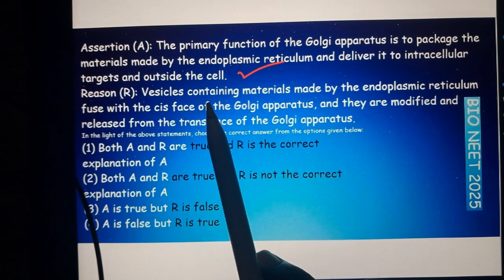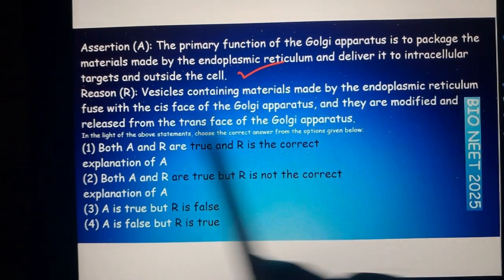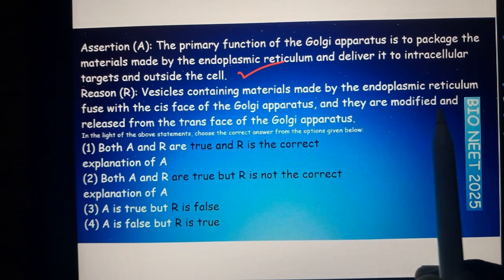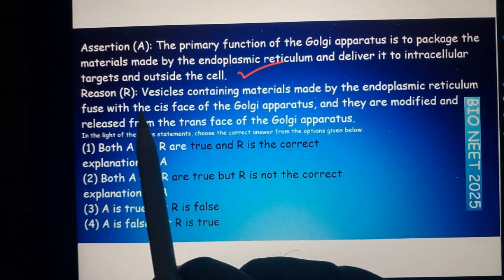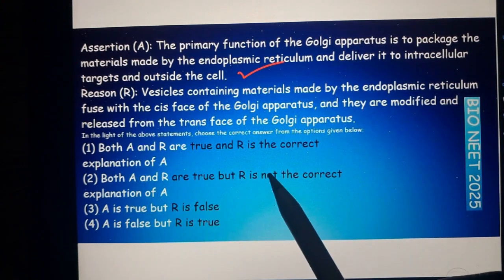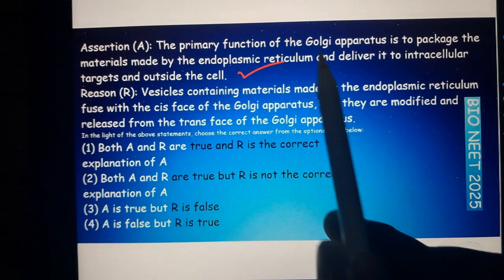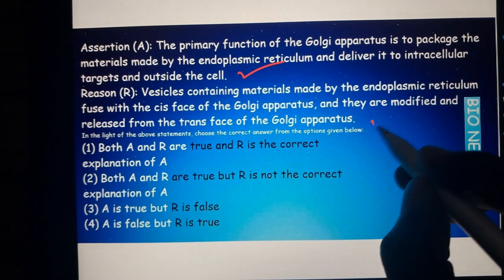Next, vesicles containing materials made by endoplasmic reticulum fuse with cis phase of the Golgi apparatus and they are modified and released from trans phase of the Golgi apparatus. Yes, these vesicles help in packing of the material and it is related to the transshipment of Golgi apparatus and endoplasmic reticulum work. So it is also right.